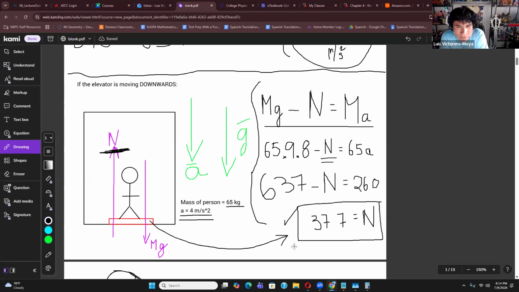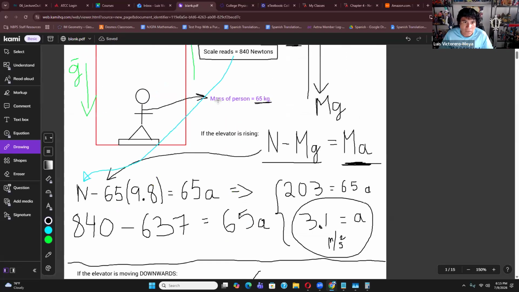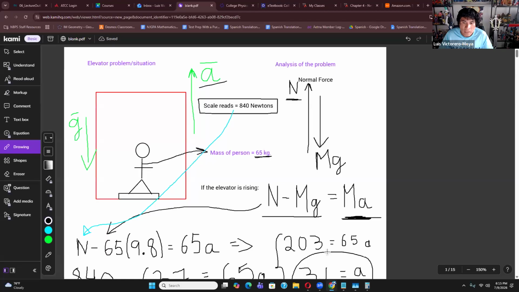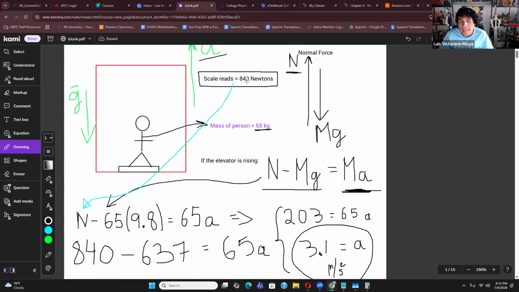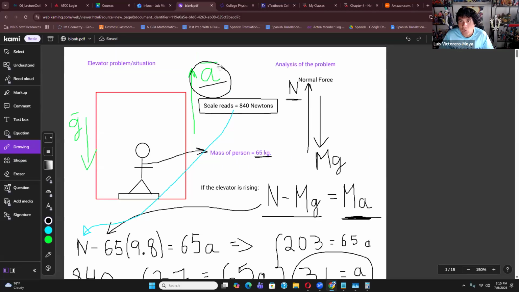Of course, it depends on how accurate the scale is, and the scales that we have read masses, right? It's in kilograms. But still, for example, this is approximately 37 kilograms, so a 65 person is getting this reading. And the same person, when going up, was getting 840. It's about 84 kilograms. Now, these may be less or more depending on the acceleration.